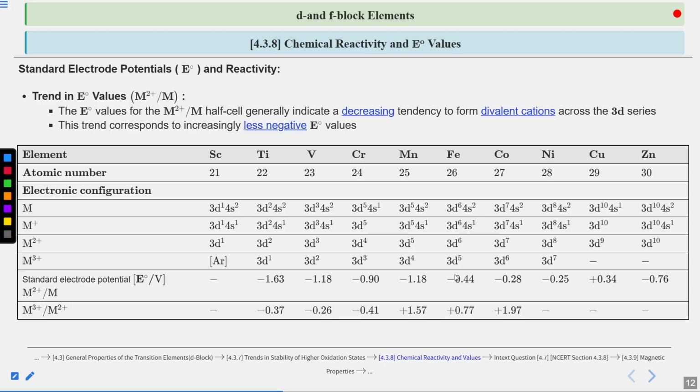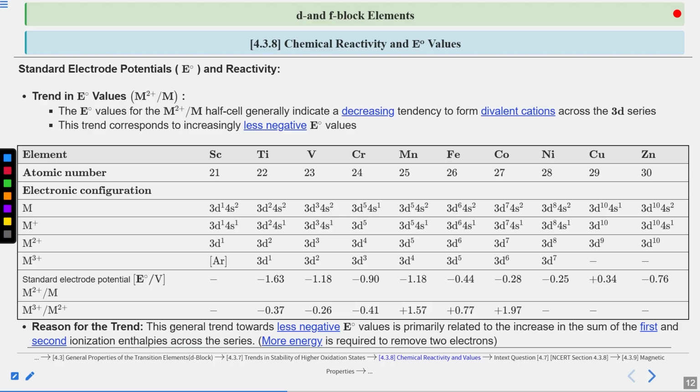Now for iron, the E0 is decreasing, then decreasing, then decreasing. Then copper is an exception: it shows a positive E0 value in the series, and then zinc is again decreasing. So this is the trend, and this decreasing value of E0, that means the less negative value of E0, indicates a decrease in the tendency to form the divalent cations from the metals across the 3D series.